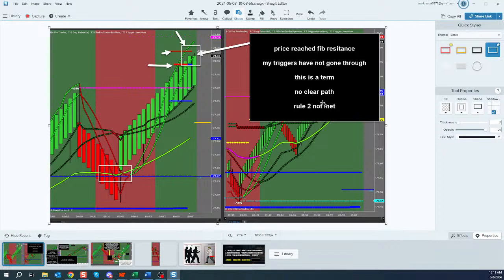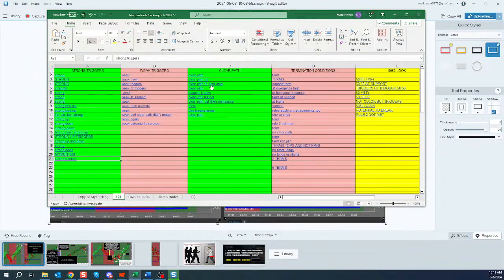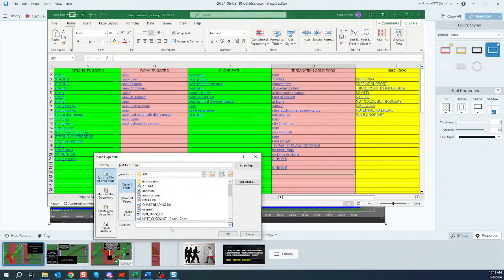It's the exact same picture, but now I've defined what a termination condition looks like. I've defined the recipe, what it means to me, and what rule it pertains to. So once again, I'm going to share it, and I'm going to go to my spreadsheet, and I'm going to call this a termination condition. I'm going to drop it in here, and I'm just going to say term.